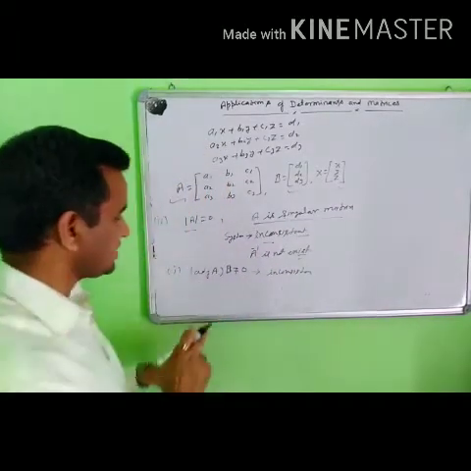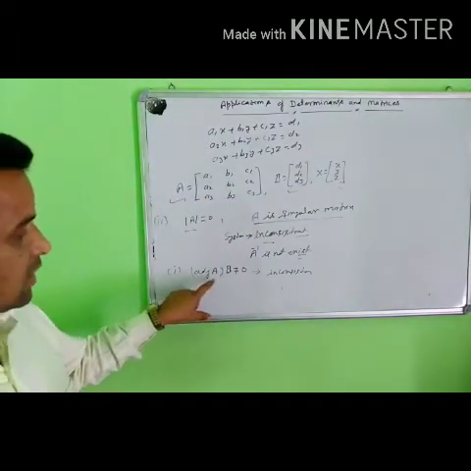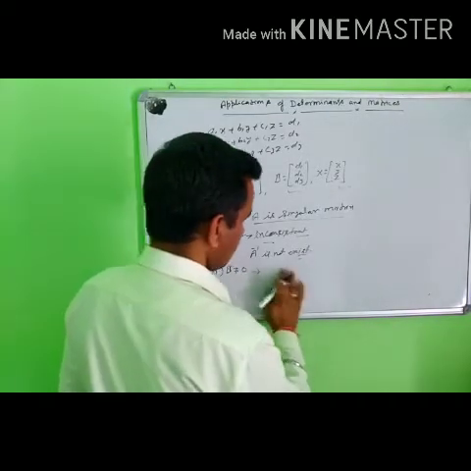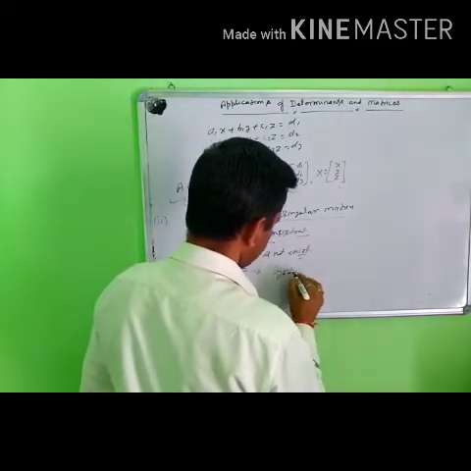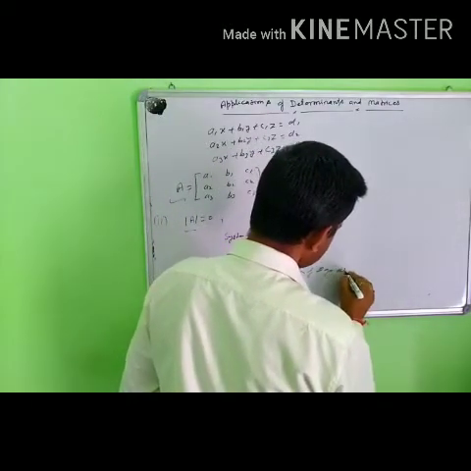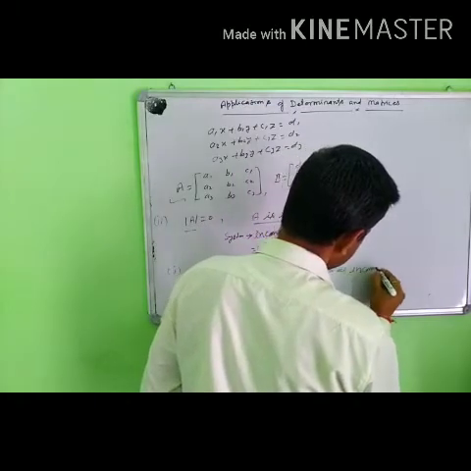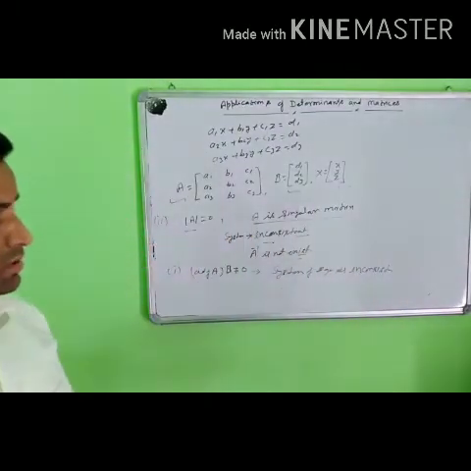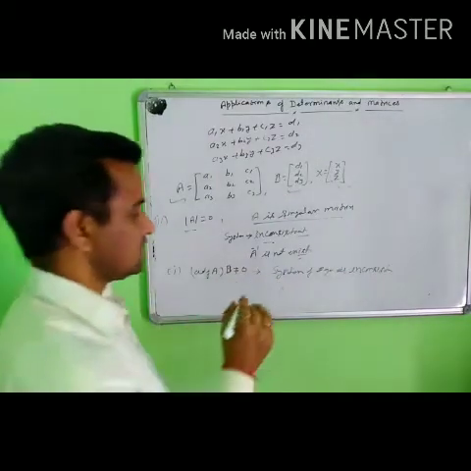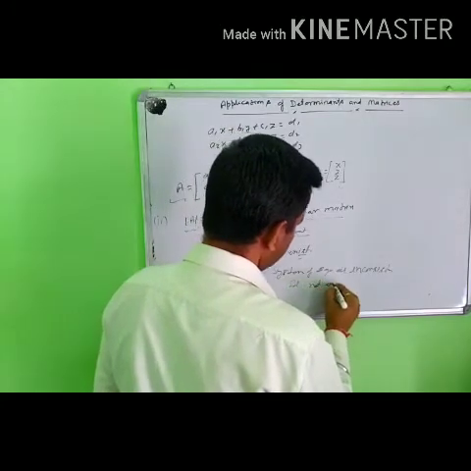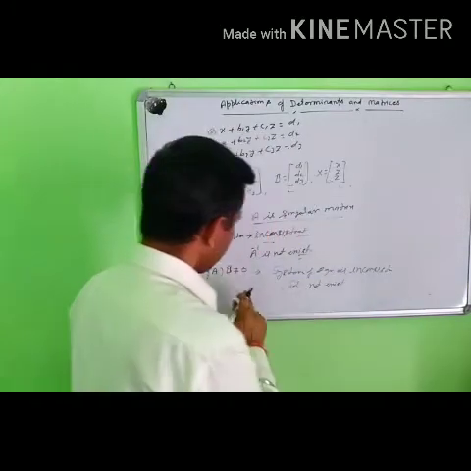You check it again. If adjoint A into B is not 0, that means the system of equations is inconsistent and the solution does not exist. The solution does not exist in this condition.